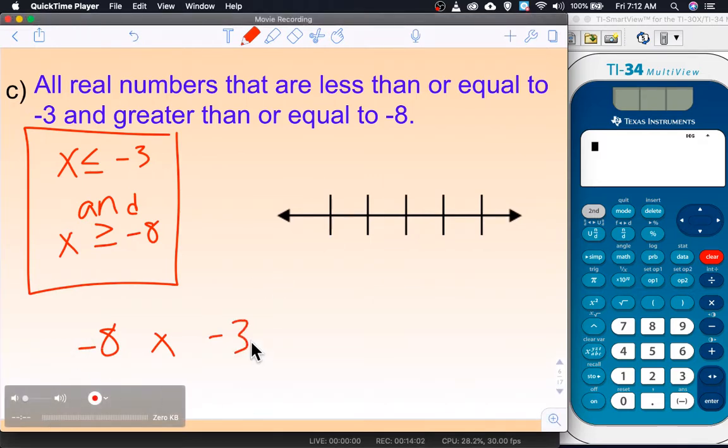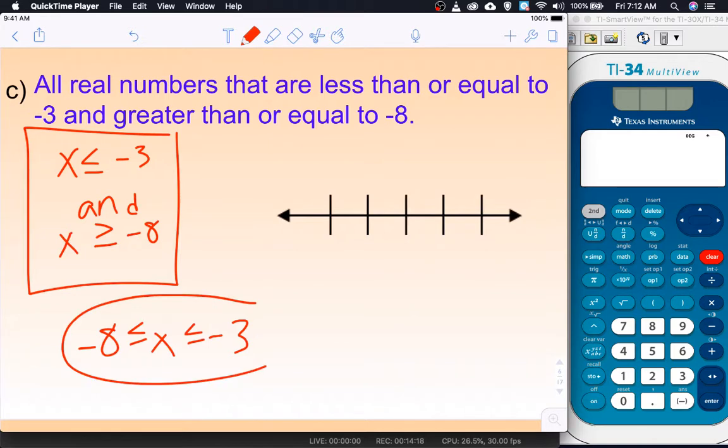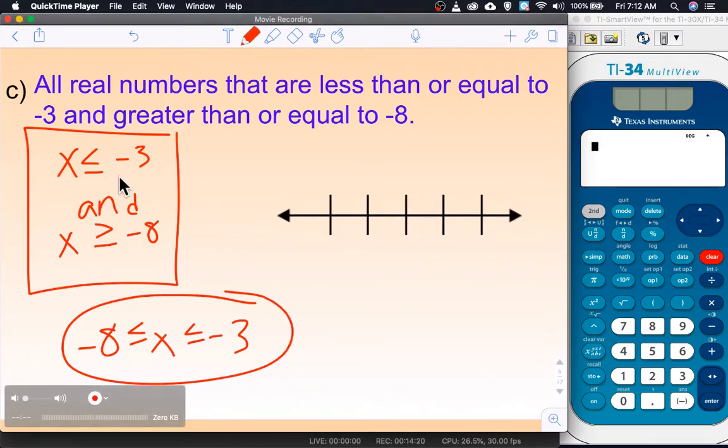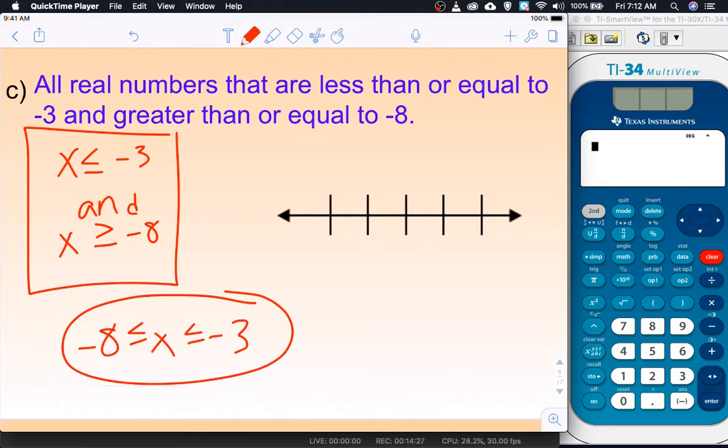-8, -3, this one's smaller, like putting them in order from least to greatest. And the reason why the x is in the middle, because x is going to be between -8 and -3. Now you just put in the right symbols. Boom, boom. This is the same as this. Mathematicians a lot of times like this because it takes up less space and it's less writing, even if it's a little bit more confusing. But we're kind of lazy people. We don't like to write too much.